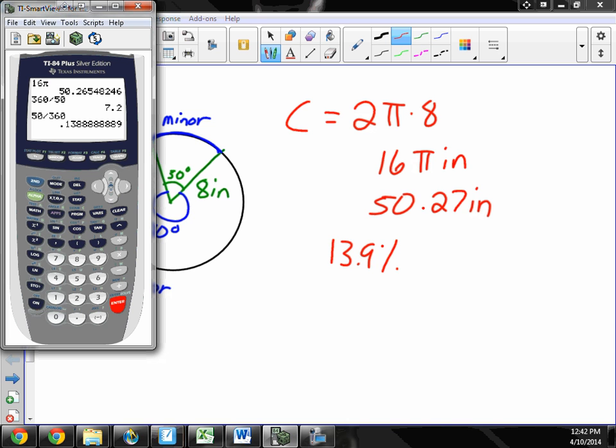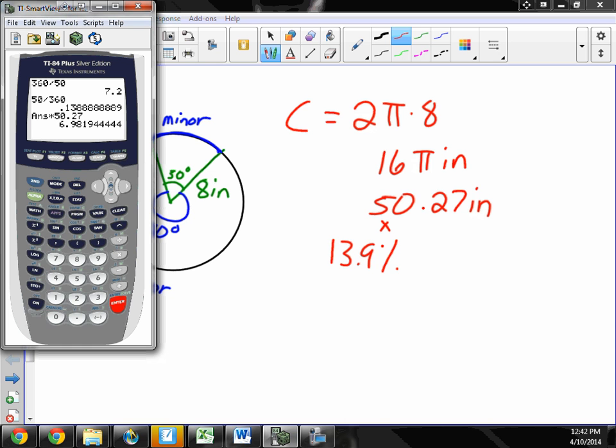Now what do I do? Multiply these two together. So I'm going to times this by 50.27. So the crust length of your pizza is 6.98 inches. Okay? So mine would be 50.27 minus 6.98.